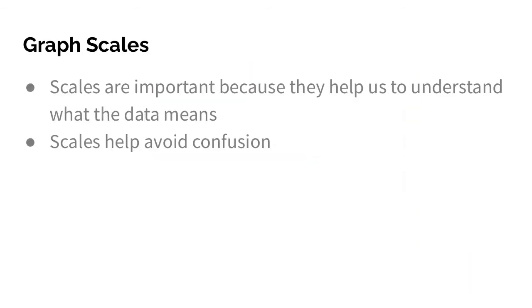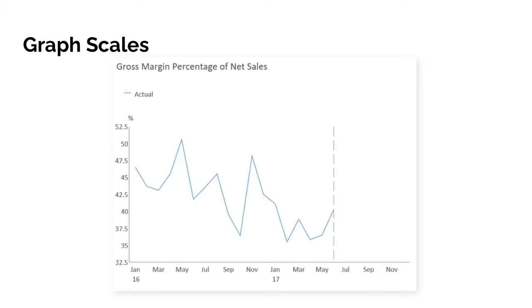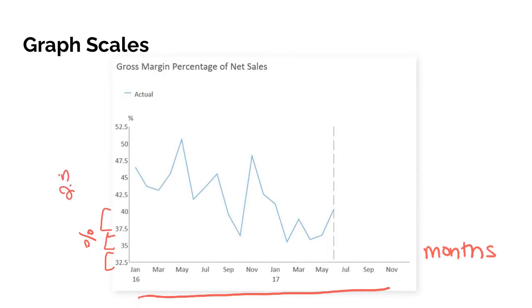Perfect. So now that we've talked about independent versus dependent variables, we need to talk about graph scales. Scales are very important because they help us to understand what data means. It also helps us to avoid confusion about how much of something there might be. So let's talk about this a little bit more. Here in this example, it's really important to notice that the scale on this x-axis is in months. So the scale on the x-axis is in months. And on the y-axis, we see that this is percentage. And we notice that the difference between each of these percentage points is 2.5%.